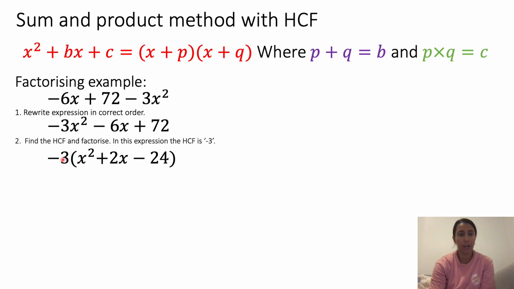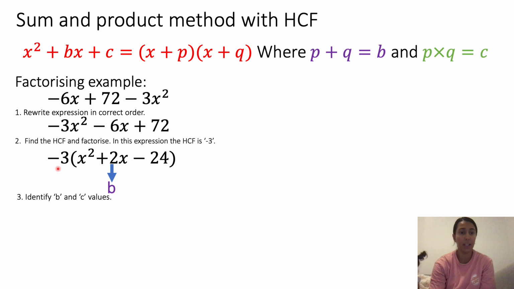So -3 divided by -3 would just give us 1, so we'd just be left with x squared. -6 divided by -3 would give us +2, and we still have the x. And then 72 divided by -3 would give us -24. So now we still have a quadratic trinomial here, but we just have a common factor of -3 out the front. So then our steps become the same as they were in the previous video.